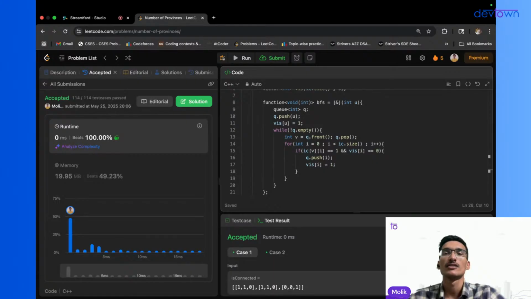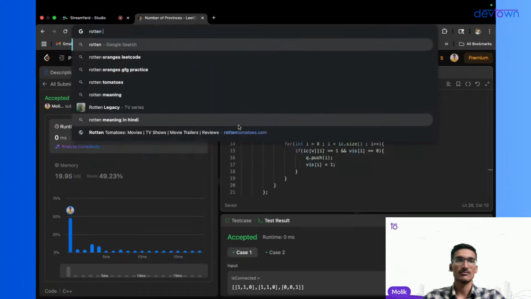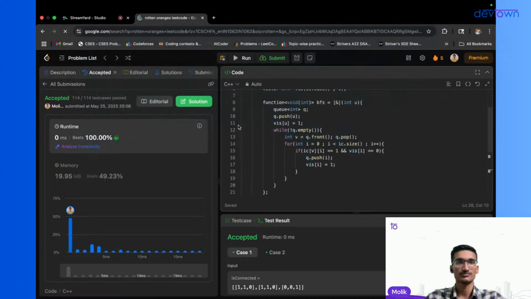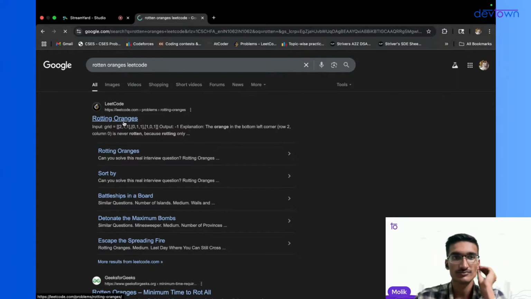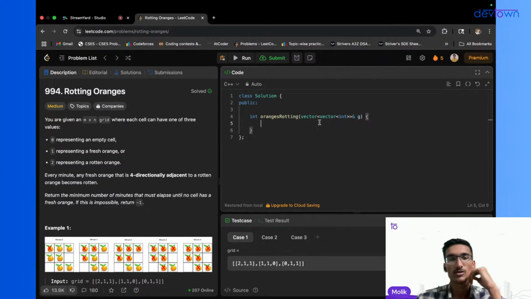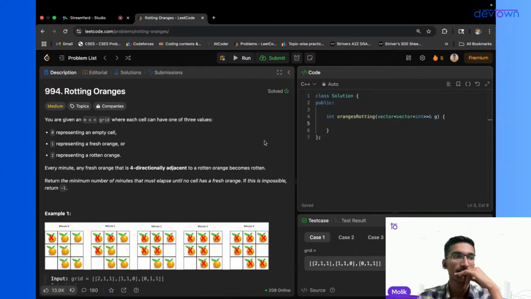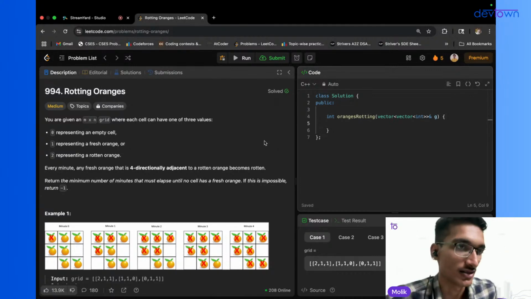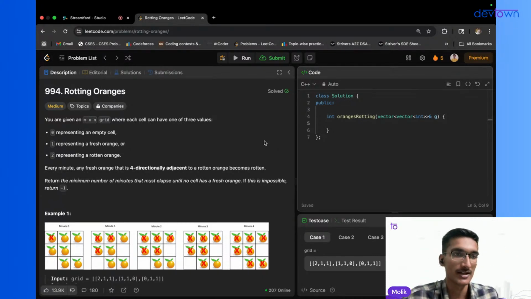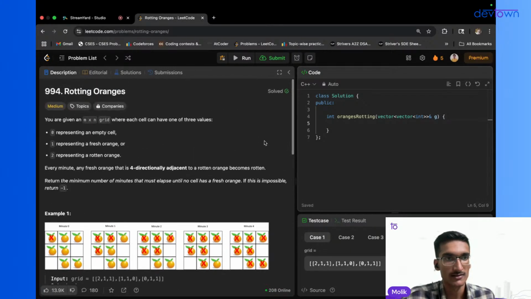I believe we should solve another problem using BFS only. This is another problem. Try to focus on the concept, right? The last problem was pretty simple, it was just using BFS. Now this will be a little tricky.